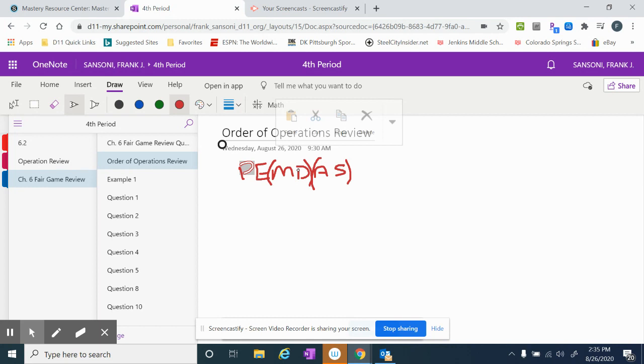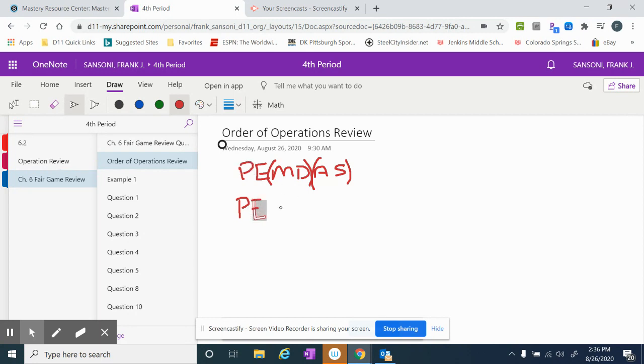So when you have a choice between a multiplication and division problem, whichever one comes to the left of the other one is the one that you do first. The same thing with addition and subtraction. If subtraction is to the left of addition, then you need to subtract first. So you could say that it's not always PEMDAS.